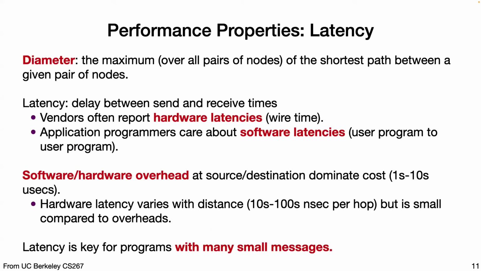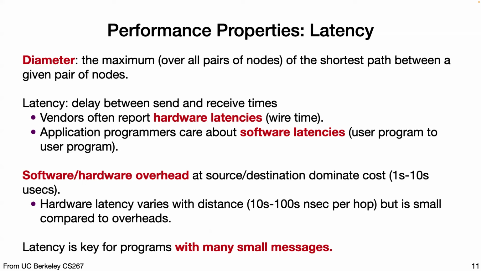There are different kinds of latency. The first one is hardware latency, which is just a function of your wire, and that's something the vendor can report to you. Then when you actually write the program, there's also software latency, which is related to the user program. Once you send it through the wire, you also have to pass it through the layers of the networking stack, which also takes time. So there's hardware overhead, which is the cost to just send the bits through the wire, and then there's software overhead, which is passing it through the stack.